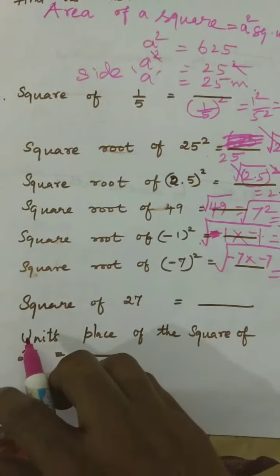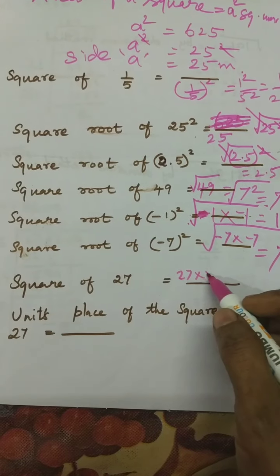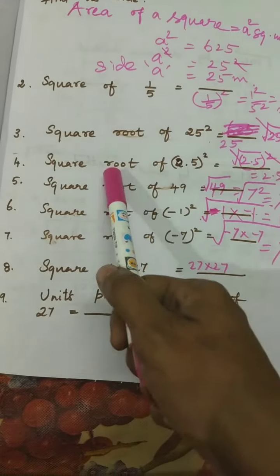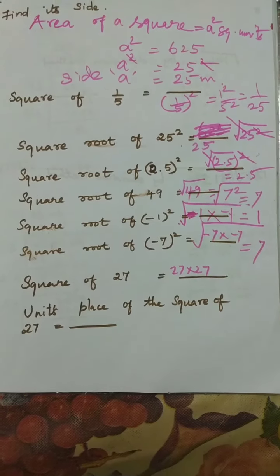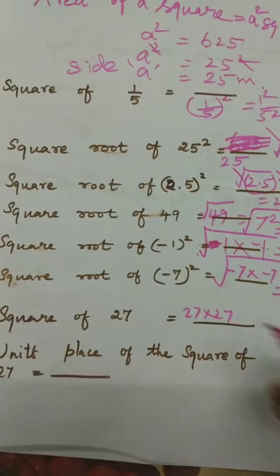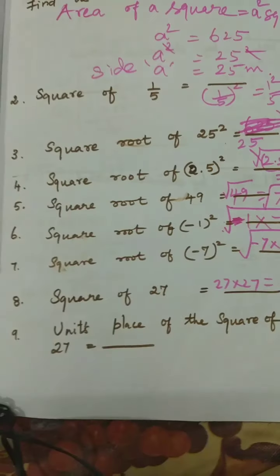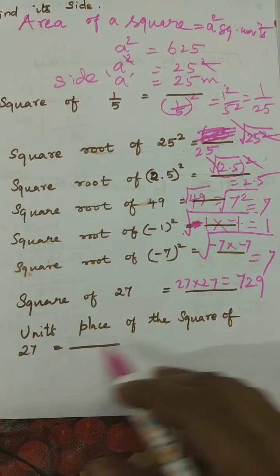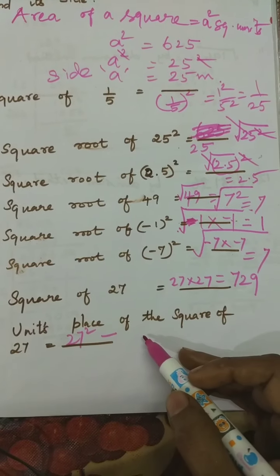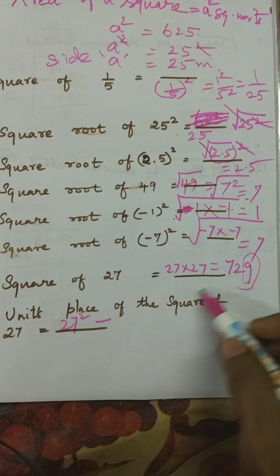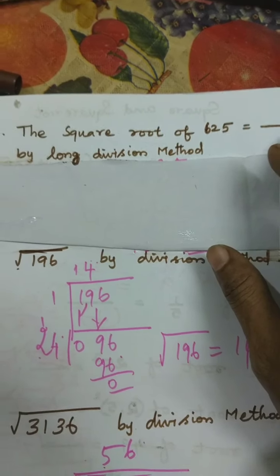Okay. The next one. The square of 27 is 27 into 27. Here they asked square, not square root. What is the square? The square of 27 is equal to 729. What is the units place of the square of 27? This is the units place. So it is 9.